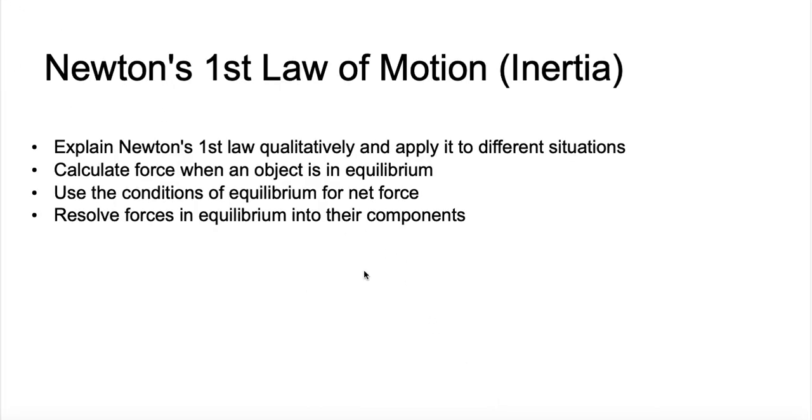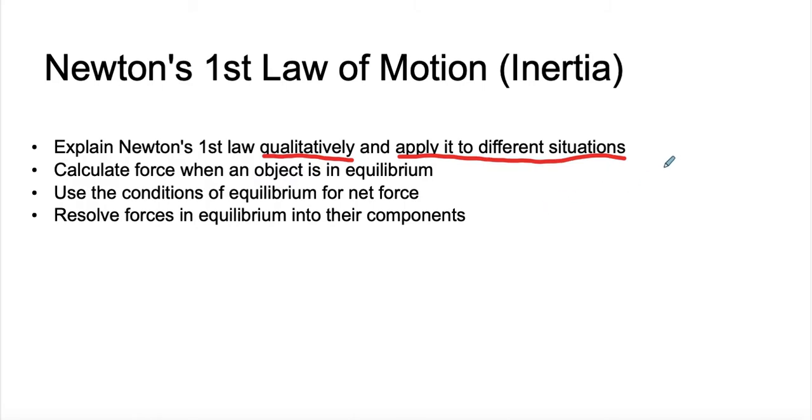So, first law of motion. These are the key items that we need to understand about that. First of all, we have being able to just qualitatively explain Newton's first law of inertia. Objects at rest stay at rest, objects in motion stay in motion, but apply it to all these different kinds of situations that you have.